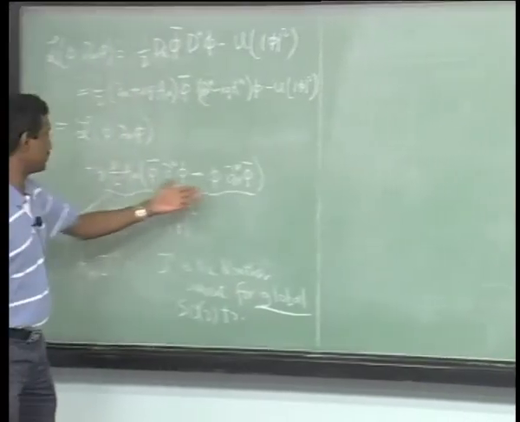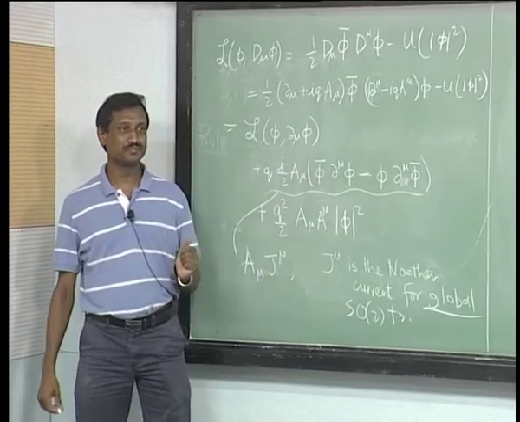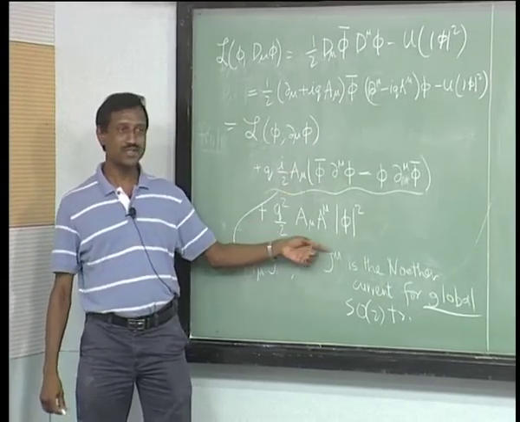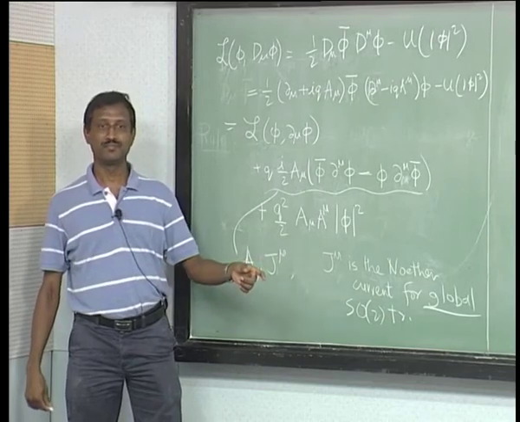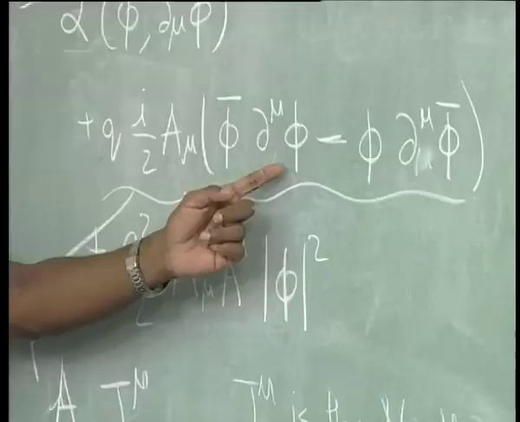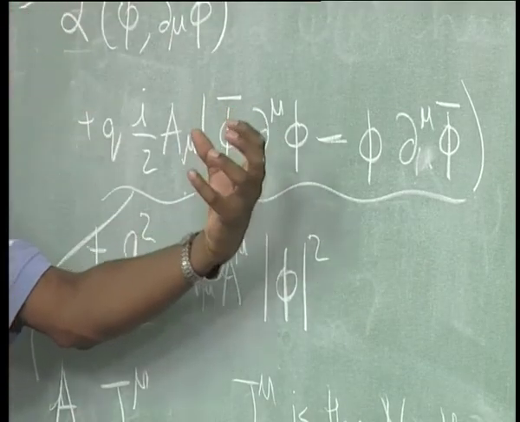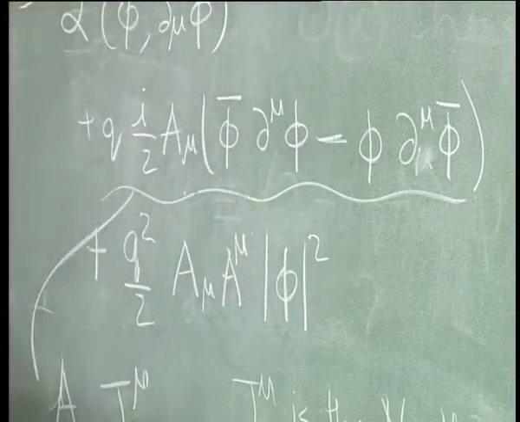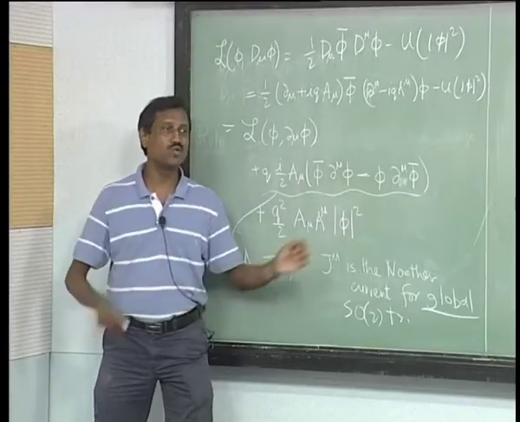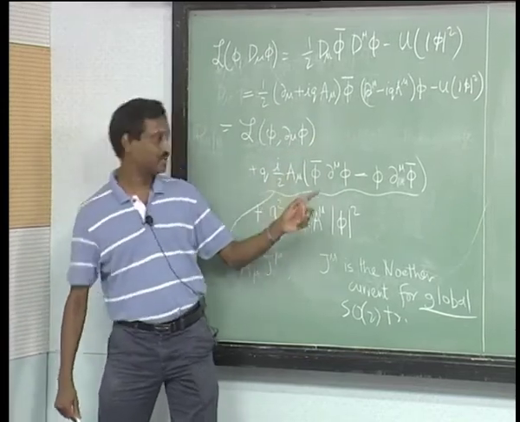Okay. And what happens to this term? You can convince yourself that this is only the phase part, it will disappear. Okay. So, there is only this piece to look at, because if you write out phi as some radial part times e power i theta of x, in general you will find that this term is just d mu of theta, but we have just set theta to 0, if you wish, by our gauge choice.